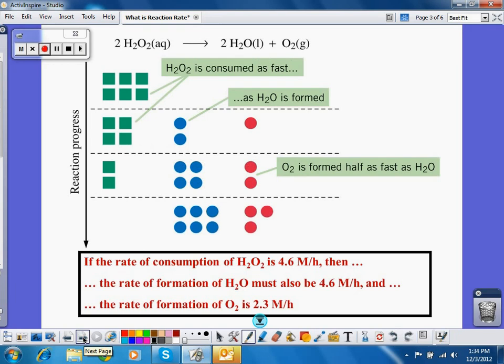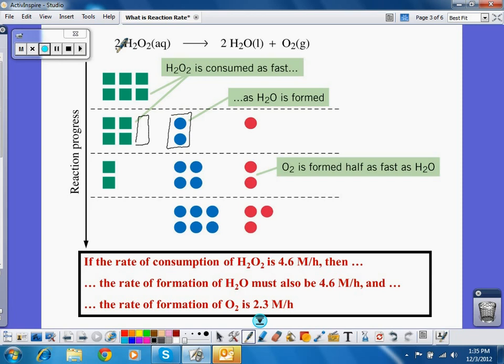Okay. So let's look at this reaction up here. Hydrogen peroxide decomposing to form water and oxygen gas. So when I look at the rate of disappearance of H2O2 and the rate of appearance of the products, I notice that the rate of disappearance of H2O2 is the same as the rate of appearance of H2O. You'll notice that 2 units of H2O2 were used up and 2 units of water were produced. And that's based on the stoichiometry of the reaction.